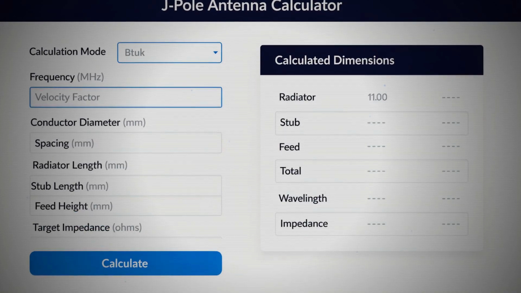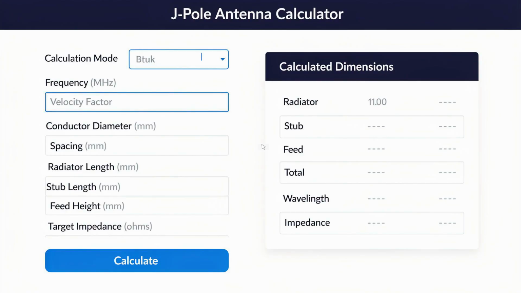target impedance in ohms. For our example, I'll input 146 MHz frequency, 0.95 velocity factor, 6.35 mm conductor diameter, 25.4 mm spacing, 1000 mm radiator length, 500 mm stub length, 125 mm feed height, and 50 ohm target impedance.